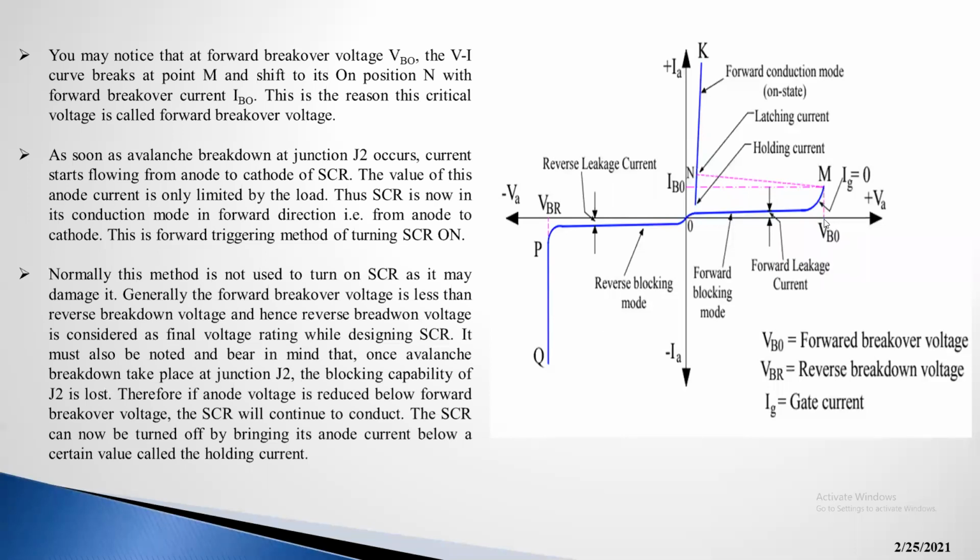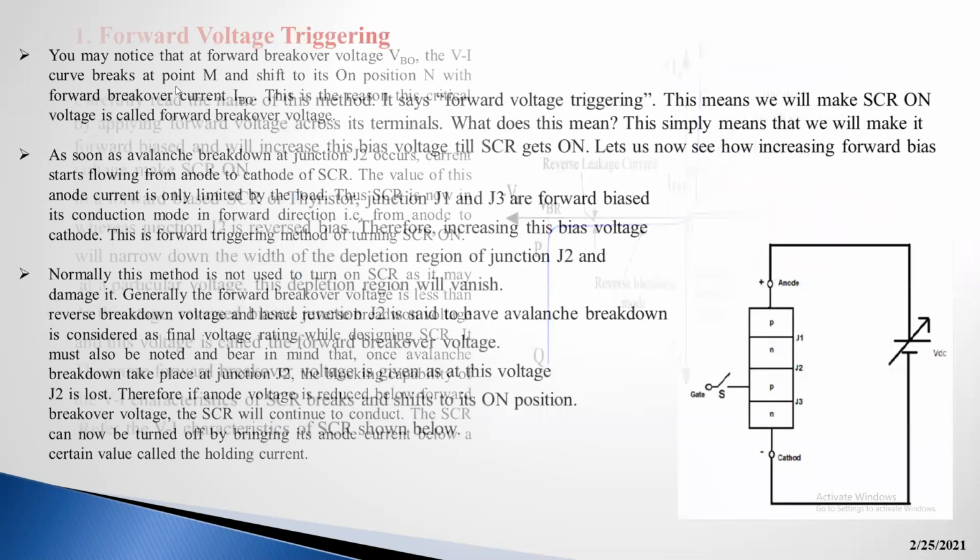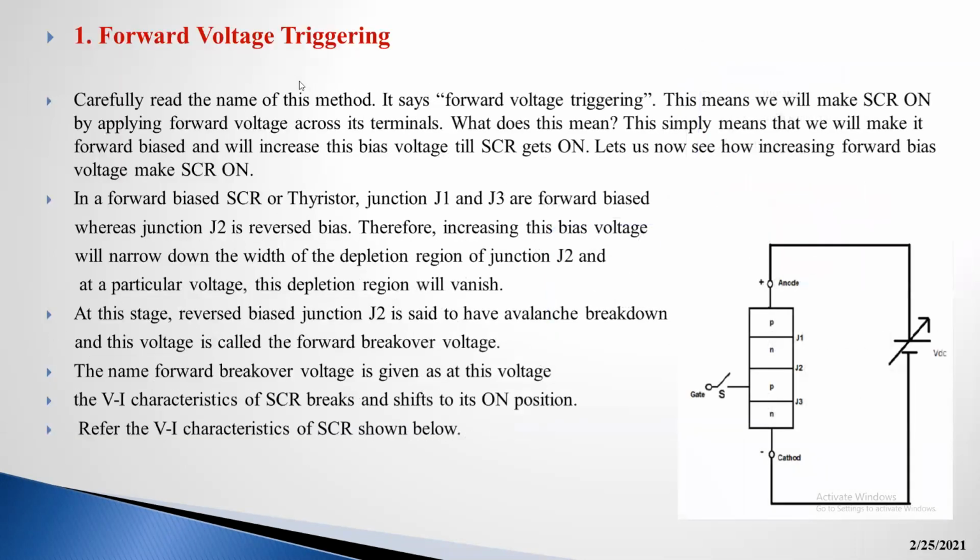That voltage can be called the forward breakover voltage, which is represented by VBO. It is clear. This explanation we have already given. You can go through this PPT or material, and I will send it later. This is the simple process of the turn-on method of SCR by using forward voltage triggering.